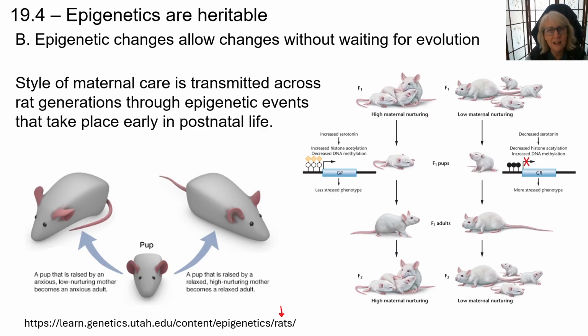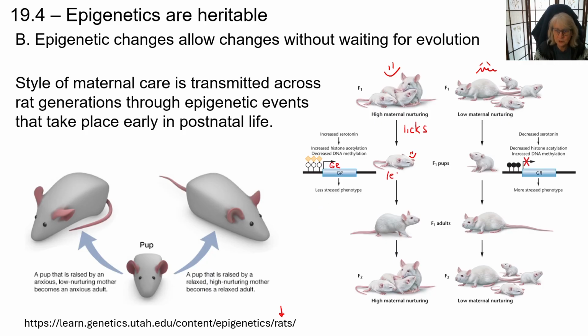In rats, the style of its maternal care, so what mom does, is passed on to its offspring. If mom is happy and she feels safe, she spends a lot of time licking her pups. If mom is scared and she spends a lot of time looking out for danger, she spends less time licking her pups. As mom licks her pups, and she does a lot of licking, the more licking actually increases the serotonin in the babies. It makes them happy, and it increases the acetylation and decreases the methylation of a gene, the GR gene, that has to do with stress.